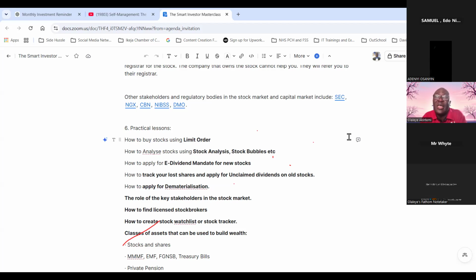So even if you don't register with CSCS and you buy stocks, you will still see your stocks on your registrar's website. But you do need a CSCS number. So as long as you have a CSCS number, you buy stocks, you will see your stocks on your stockbroker website, but you won't be able to see it on the CSCS website.